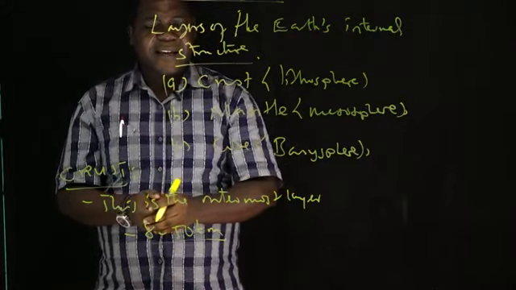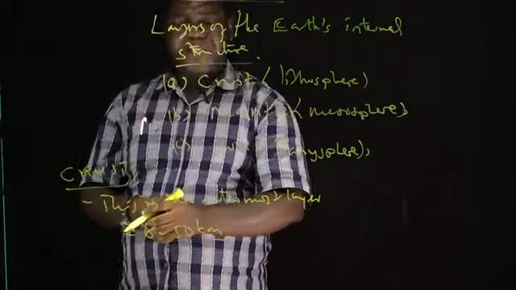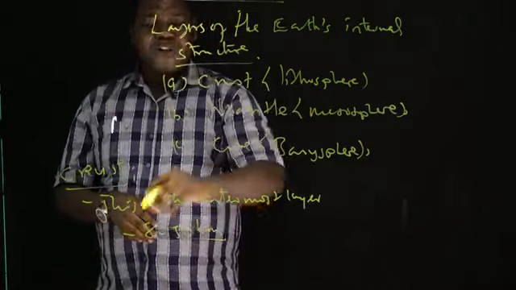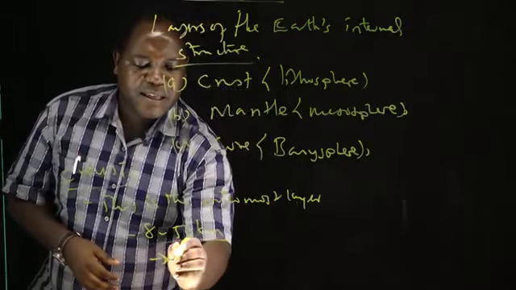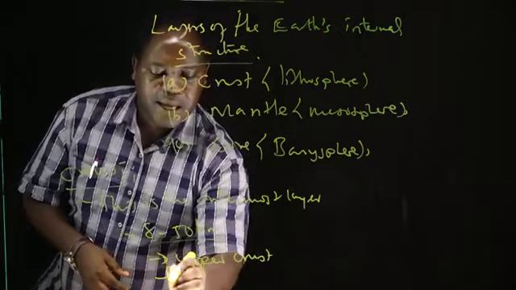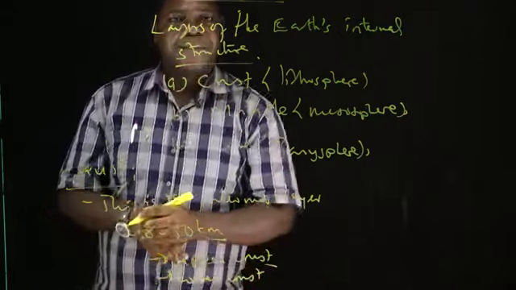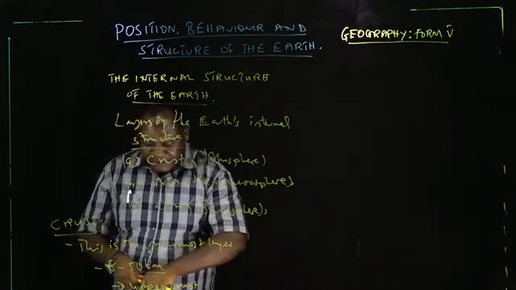But this layer is so huge, as you can see. It's from 8 to 50 kilometers deep. But within this layer, there are also different other layers that we have: the upper crust and the lower crust.